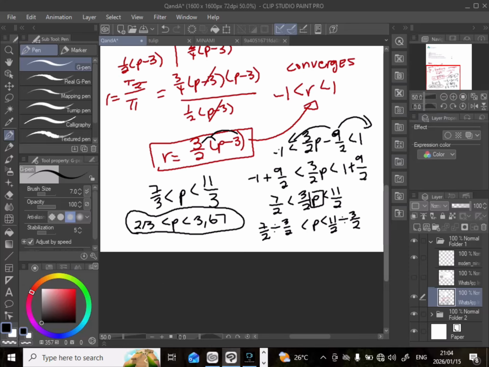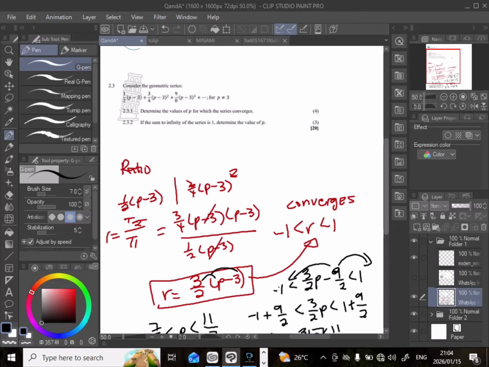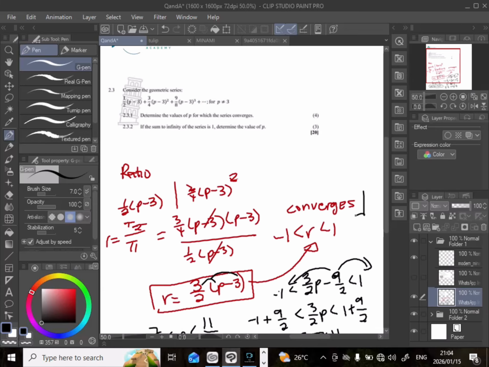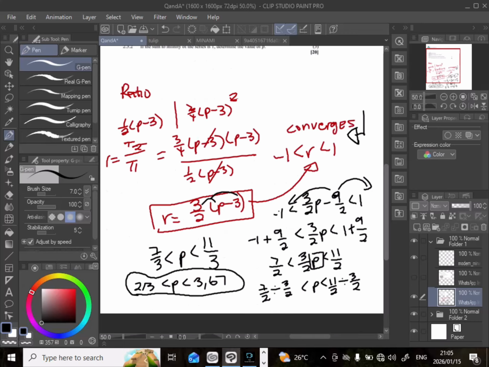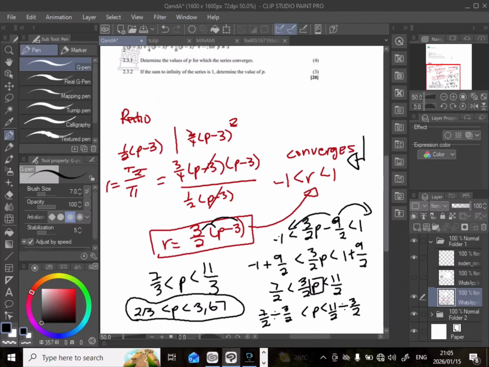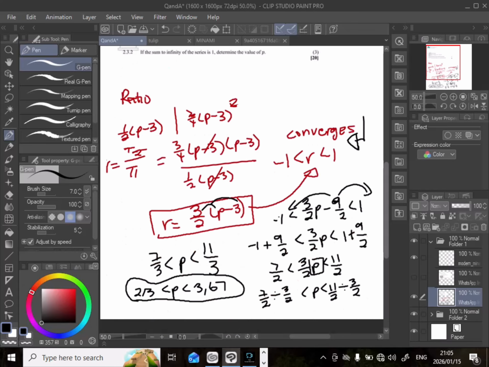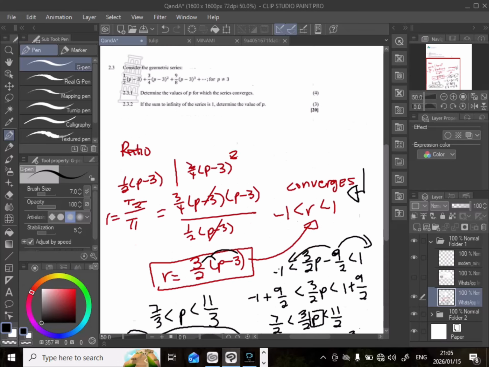Remember, now let's recap. We are solving for the value of p for which the series converges. For convergence, we have to use this formula. Since we are given the pattern, we have to first find the ratio. Then after finding the ratio, we just substitute it in this formula. Then we solve for the range of p. Now let's do the second one.